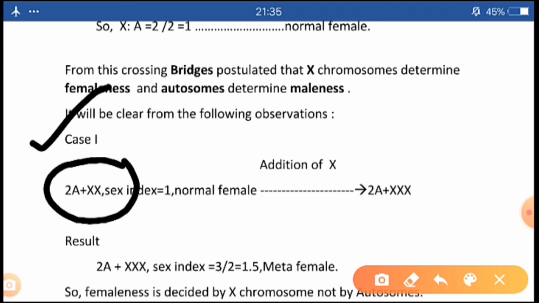The genotype is 2A plus XX. So what will be the index? Index will be 2 by 2 equal to 1. That is normal female.